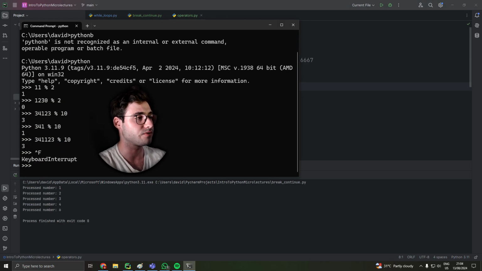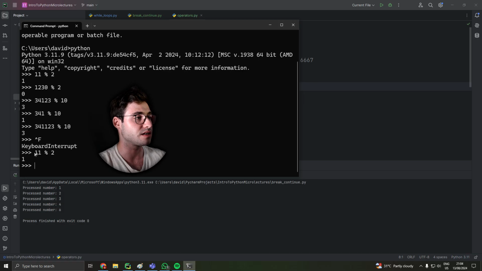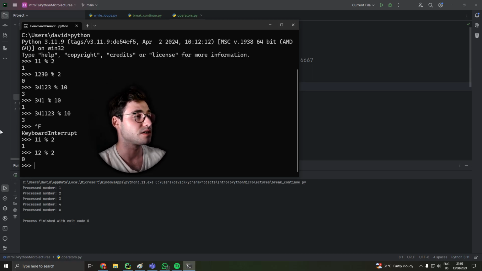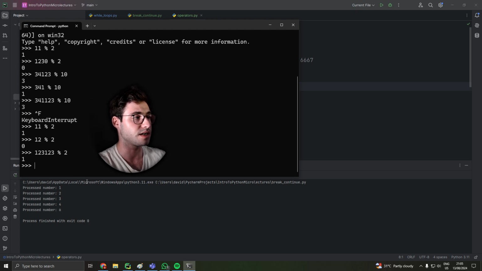For example, if we do 11 modulo 2, 11 is an odd number, so the remainder will be 1. If we do the same thing with 12, it will be 0. So we can easily check if a number is even or odd by checking the remainder when dividing it by 2. This works with any number. This is an odd number. This is an even number.